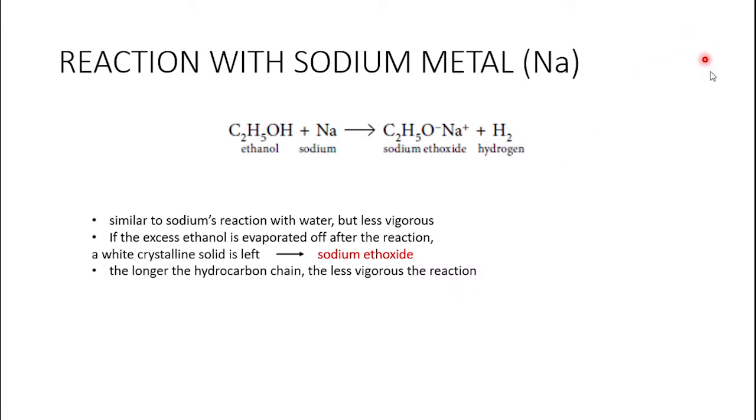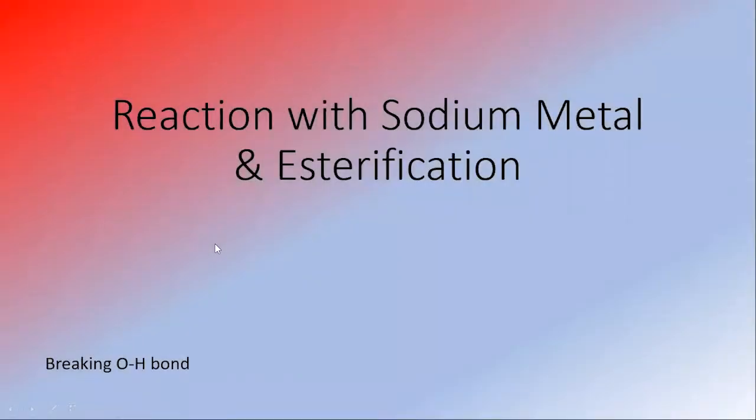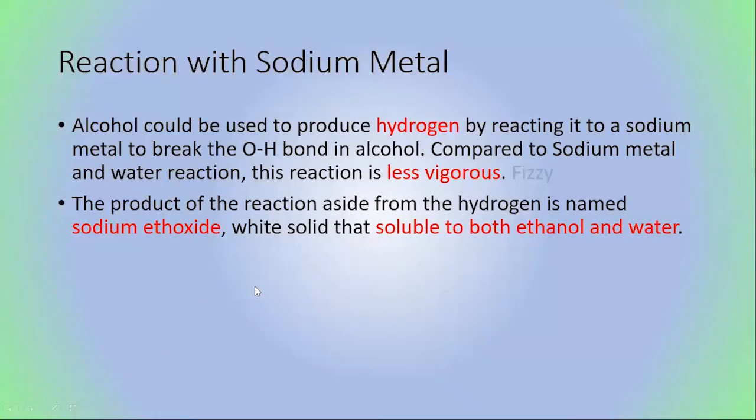There you go. Reaction with sodium metal and esterification, breaking the OH bond. Alcohol could be used to produce hydrogen by reacting it with sodium metal to break the OH bond in alcohol. Compared to the sodium metal and water reaction, this reaction is less vigorous. The product of the reaction, aside from the hydrogen, is named sodium ethoxide, a white solid that's soluble in both ethanol and water.